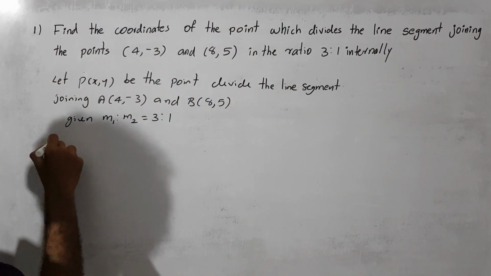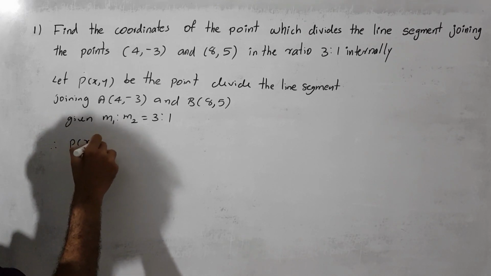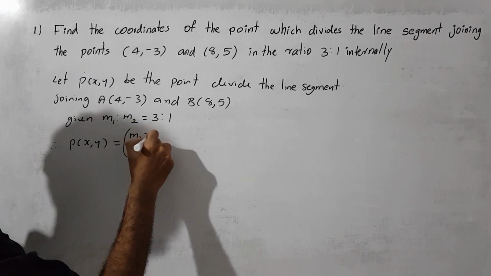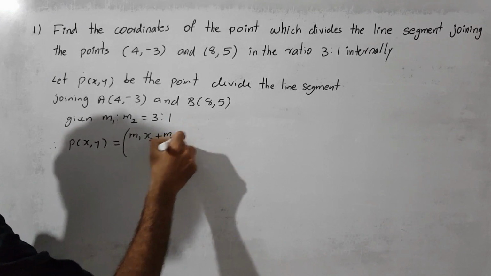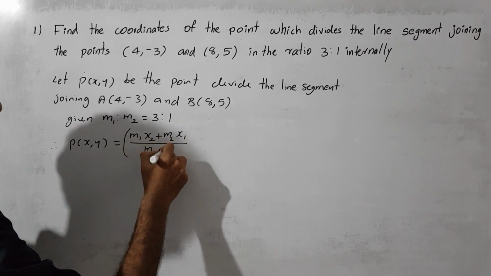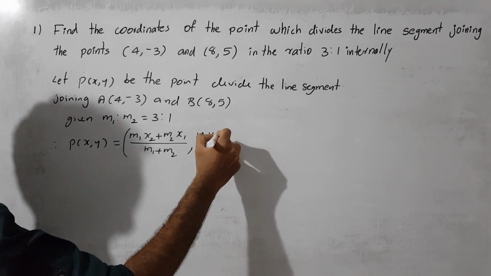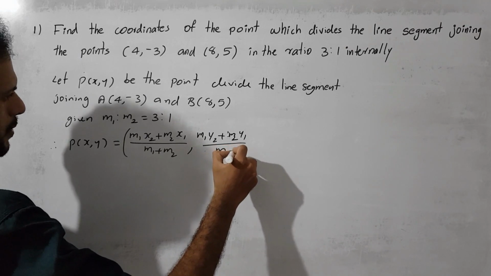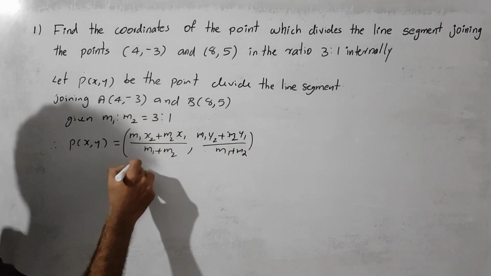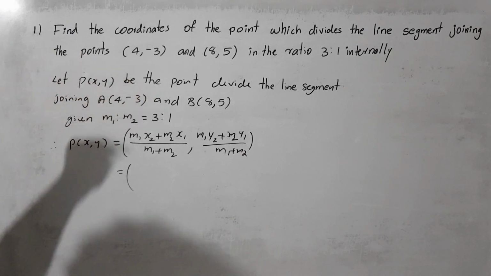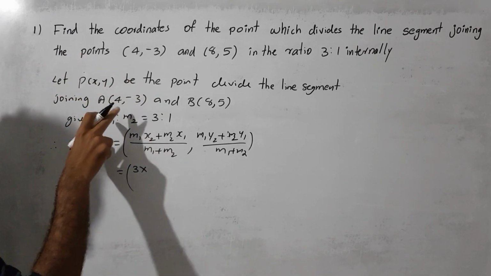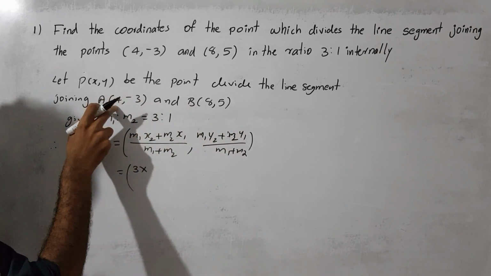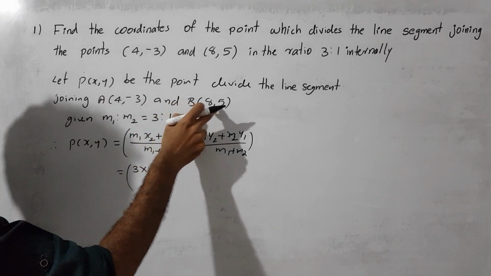Therefore P(x, y) is equal to, first we write the equation: (m1 x2 plus m2 x1) by (m1 plus m2), comma, (m1 y2 plus m2 y1) by (m1 plus m2). Okay, next we substitute the values. What is m1? M1 is 3 into x2. x2 means the coordinate of B, correct? So the coordinate of A we choose as x1, y1, the coordinate of B as x2, y2.